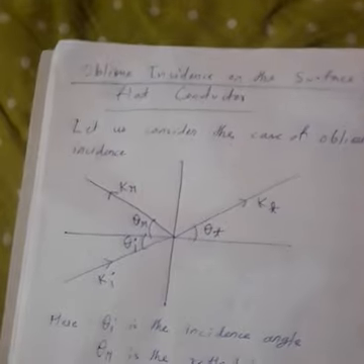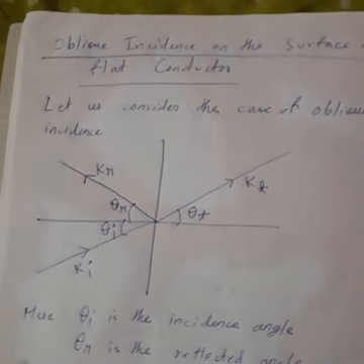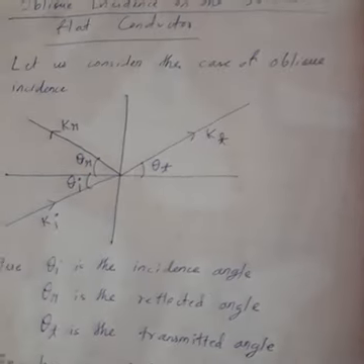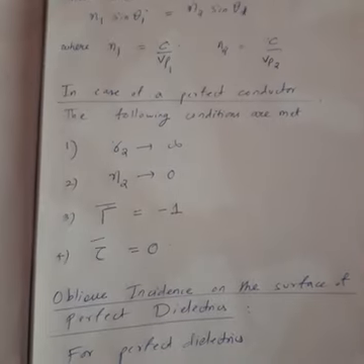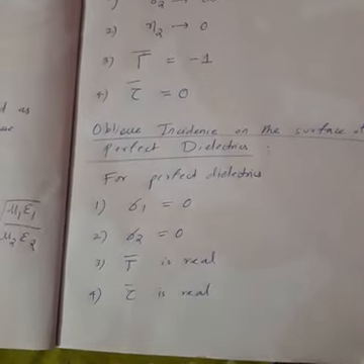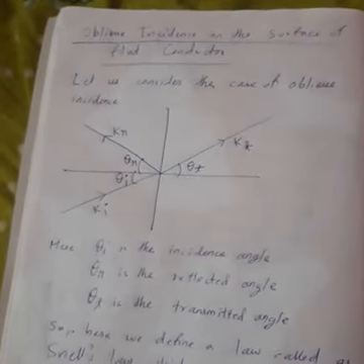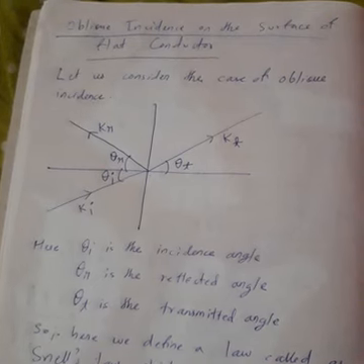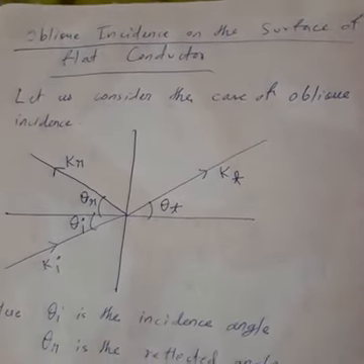So in this topic we covered Snell's law, and what happens if oblique incidence occurs in the case of a perfect conductor, and on the surface of perfect dielectrics. So these conditions you have to remember. In your exam, this particular topic is very important. Most of the time the question comes like this: derive the expression for oblique incidence on the surface of a conductor.